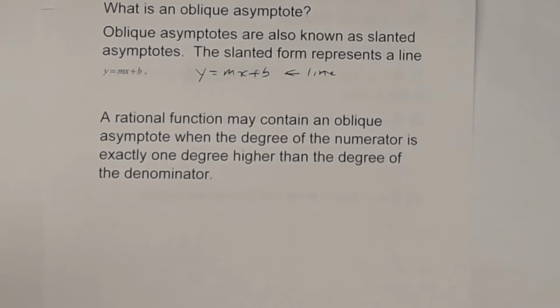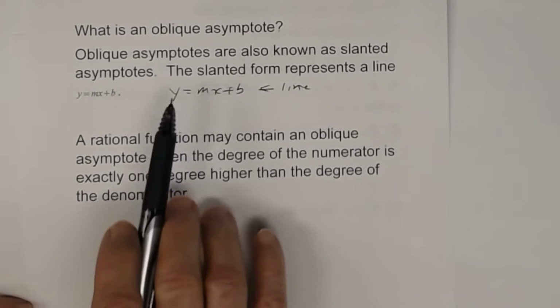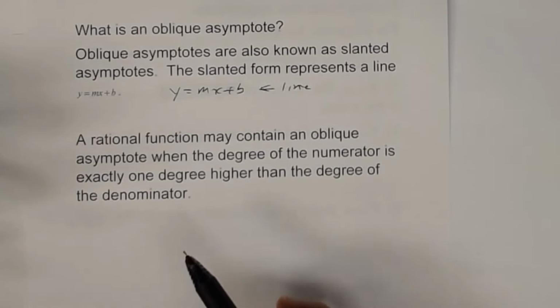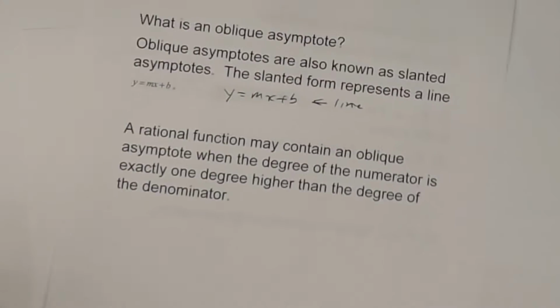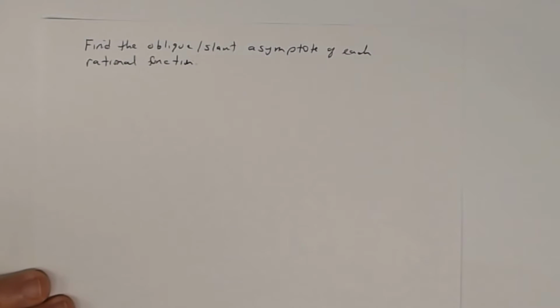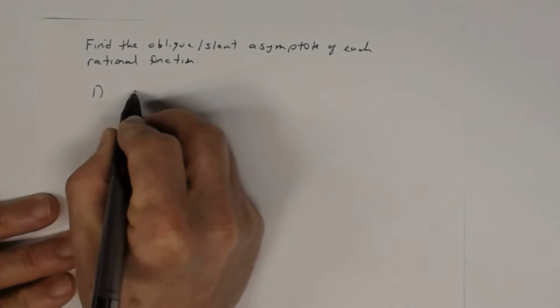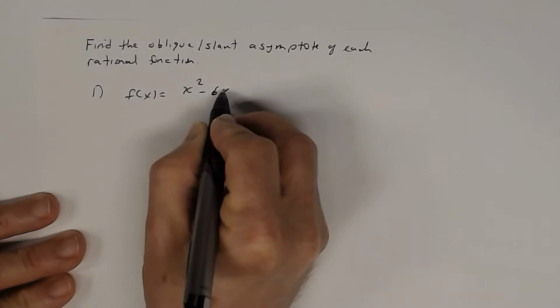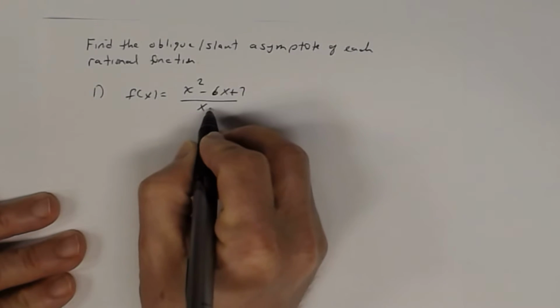Okay, so now that we know what an oblique asymptote is, what it looks like, how to determine if a function has an oblique asymptote, let's look at some examples. All right, so let's look at examples of finding those oblique or slant asymptotes. How do we find them? So example number one. Let's suppose we have this function. f of x equals x squared minus 6x plus 7 divided by x plus 5.